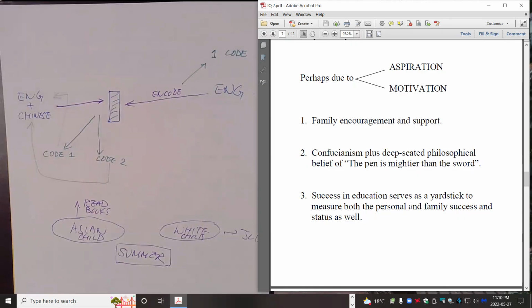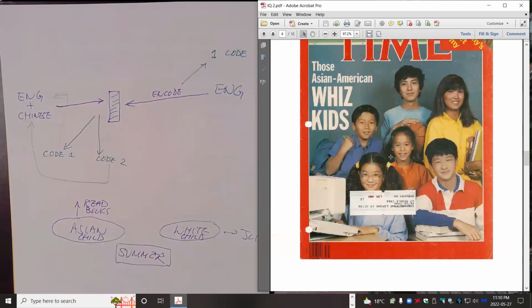Anyway, success in education served as a yardstick to measure both personal and family success and status as well. That is the measuring yardstick for most Asian families. Not so much a yardstick to measure wealth, but to measure how successful you are in school. So it is quite different. All of this pertains to raising children to be smart and to be successful in school.